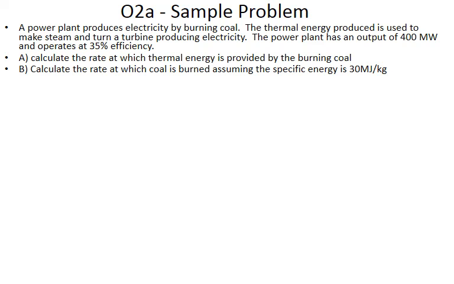All right, so let's take a look at this situation with a power plant that is producing electricity by burning coal. The thermal energy produced is used to make steam, right, and then turn a turbine. And let's say that the power plant has an output of 400 megawatts and operates at 35% efficiency. So let's calculate the rate at which thermal energy is provided by burning the coal, and then calculate the rate at which coal is burned, assuming the specific energy is 30 megajoules per kilogram.